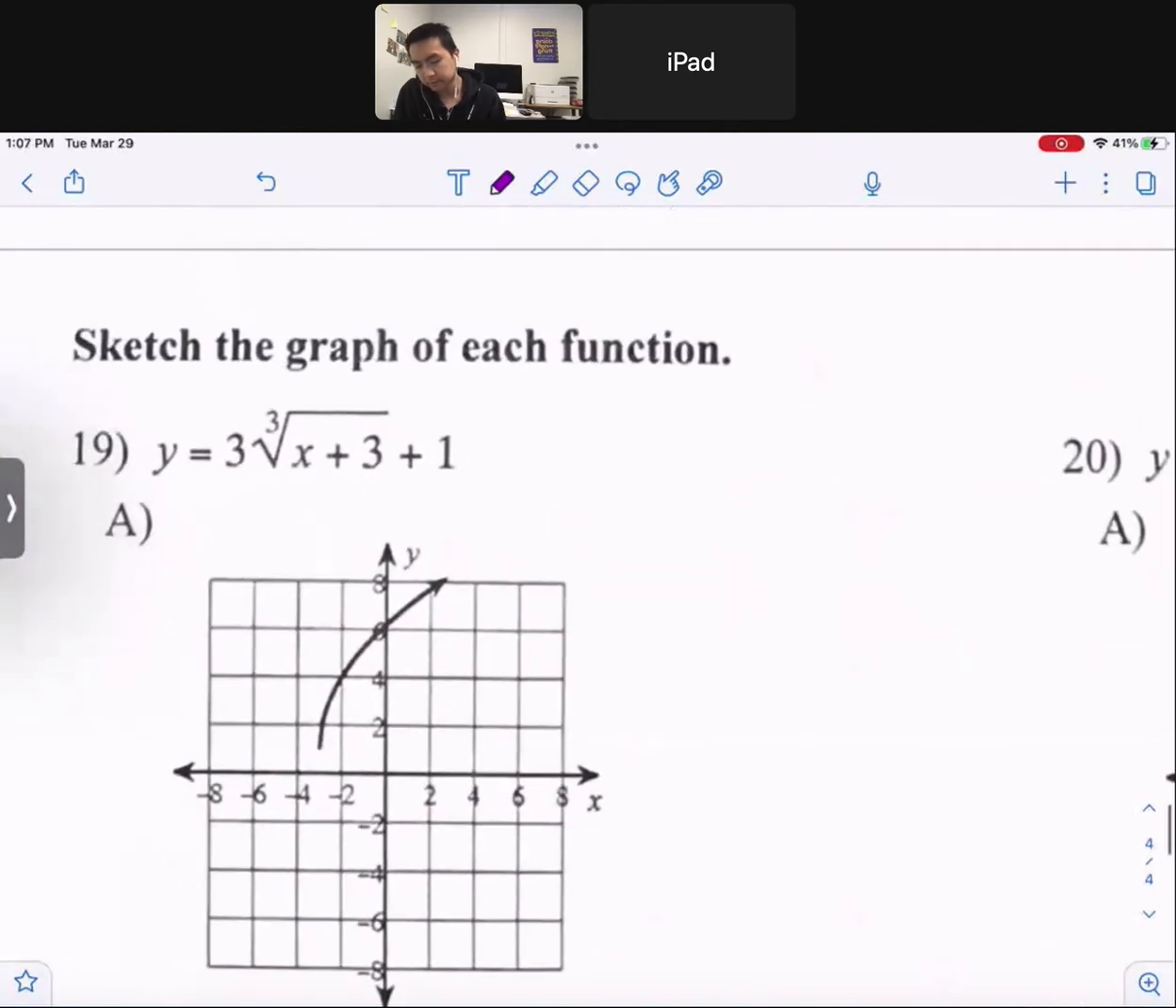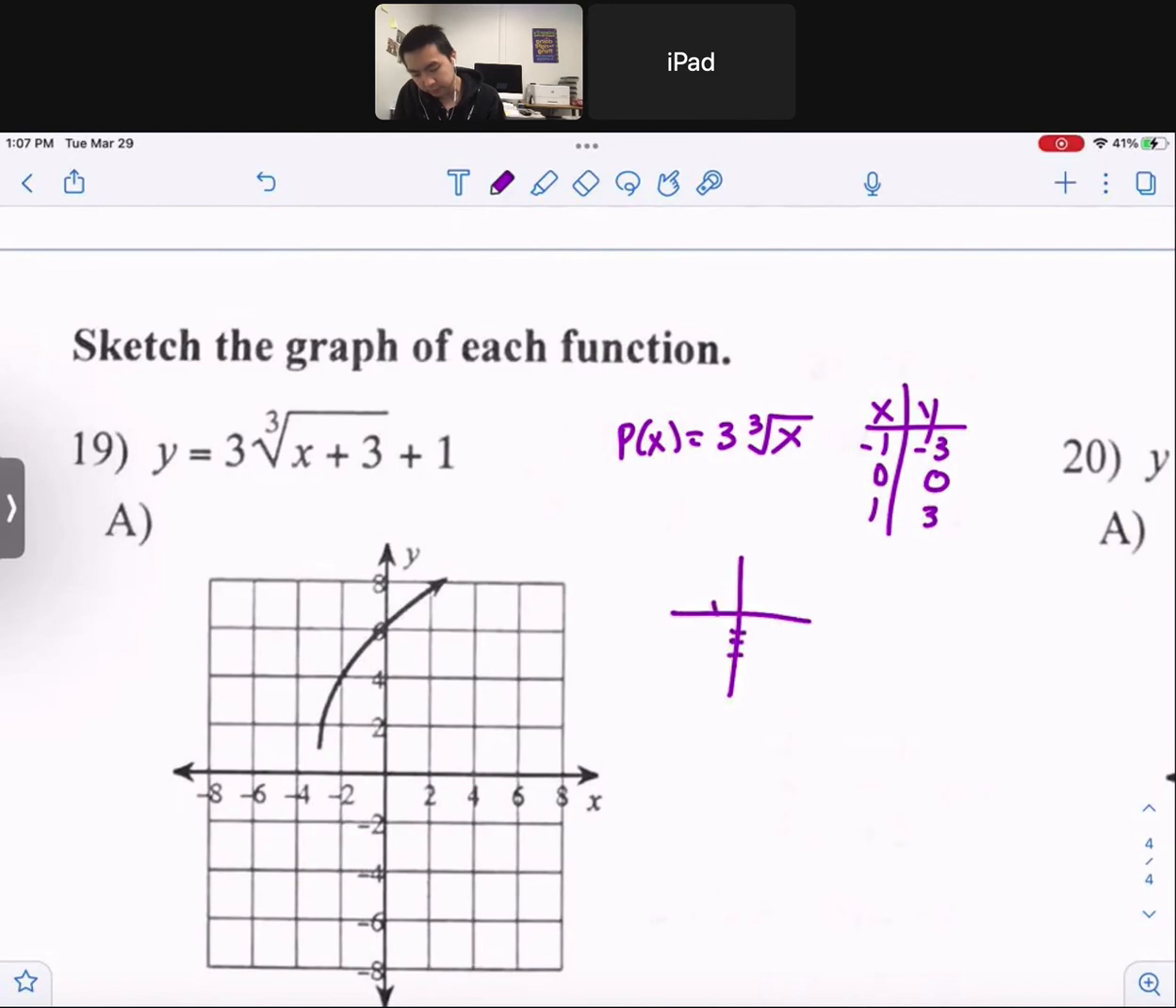And then here we go. So the parent function of this looks like 3 cube root of x. And if you did do a table, -1, 0, and 1, plug in -1, and you get cube root of -1 is -1, and -1 times 3 is -3. Plug in 0, 0. Plug in 1. The cube root of 1 is 1. 1 times 3 gives you 3. So your graph, -1, comma, -3, 0, comma, 0, and 1, comma, 3, looks like that. So it's gonna look something like this.